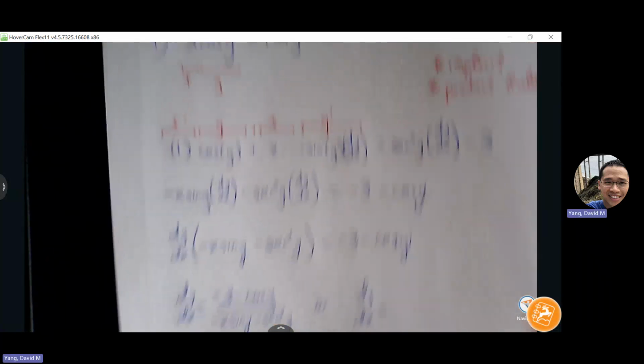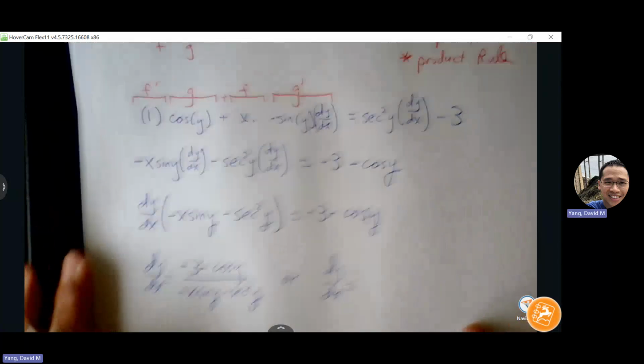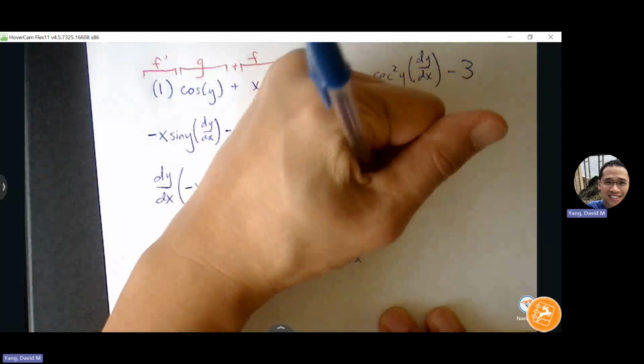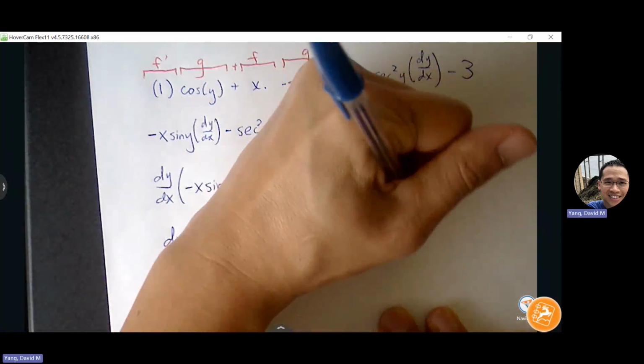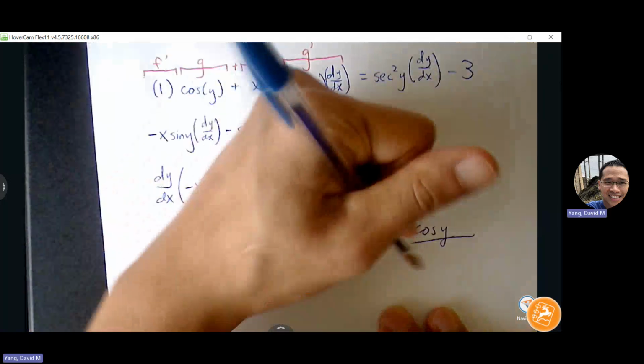Notice all the terms are negative, so I can distribute a negative 1 through both the numerator and denominator and make everything positive. That's another variation.